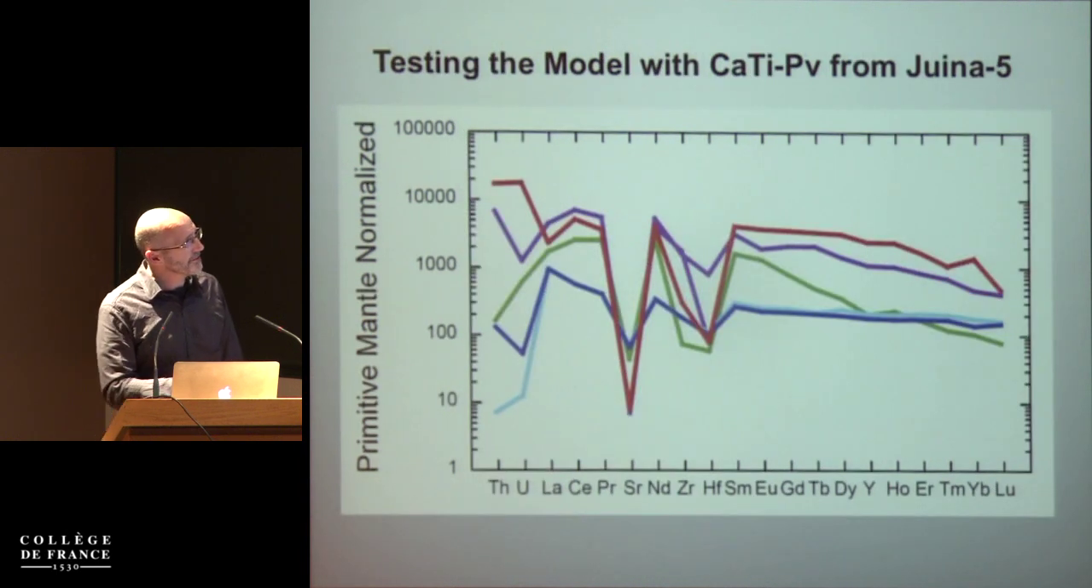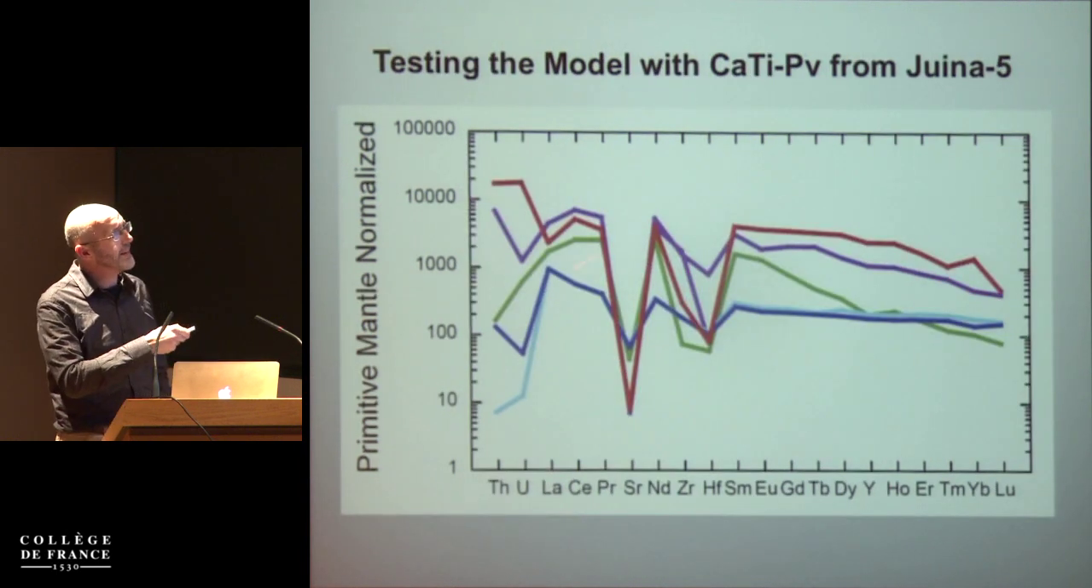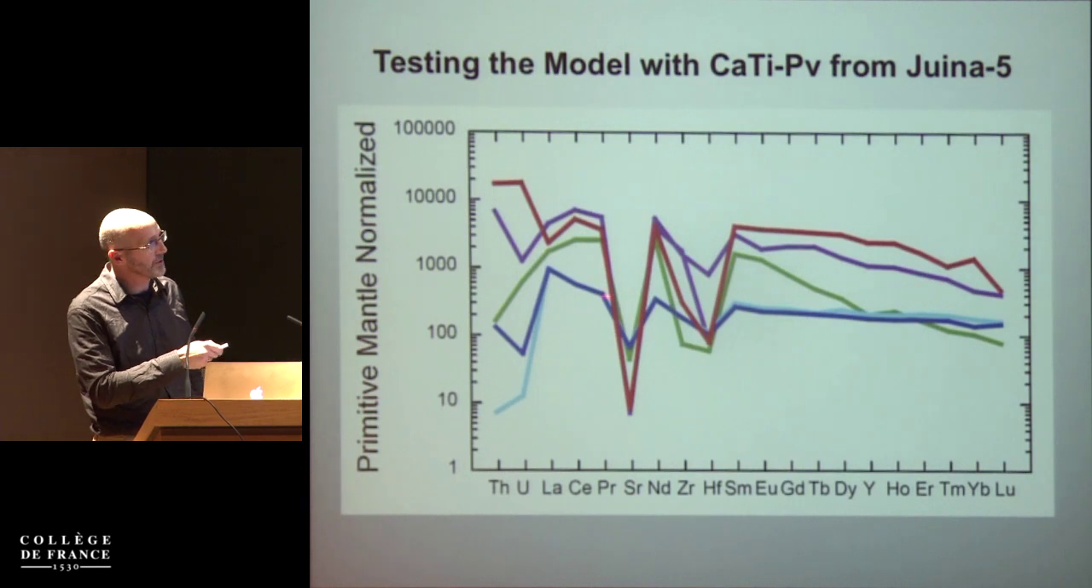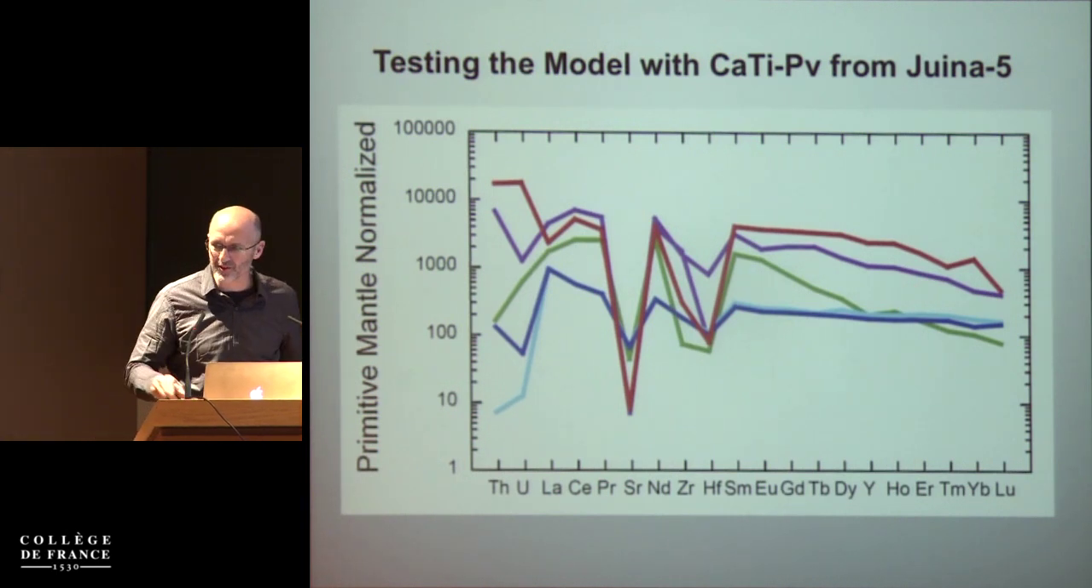Now we can take that farther. Here's a whole range of trace element patterns for calcium perovskites that we found from Juina 5. Okay, so they're not all so enriched, and they have different patterns. And we wondered, what does that mean?